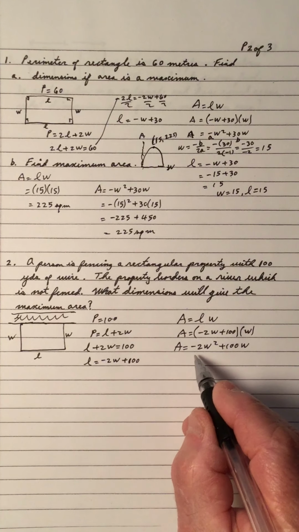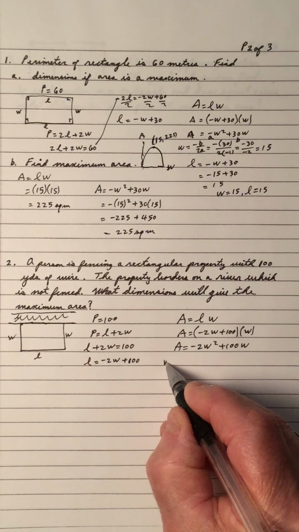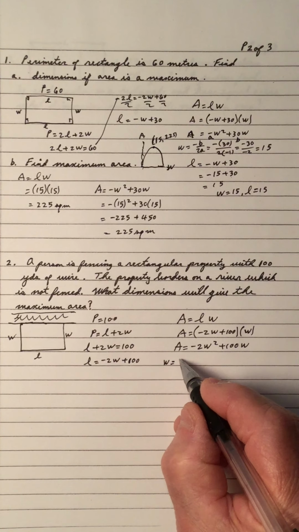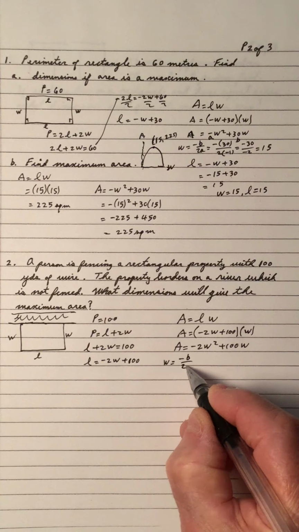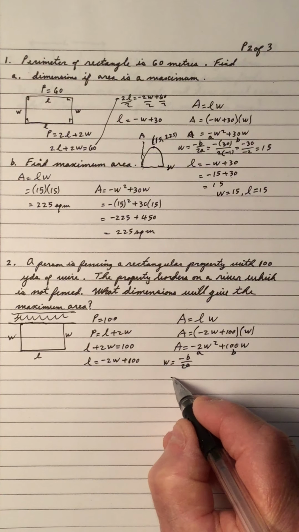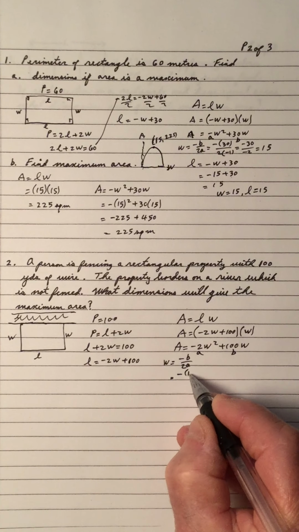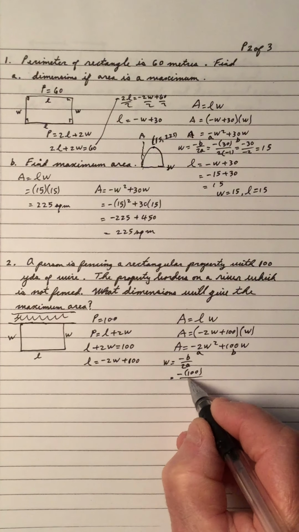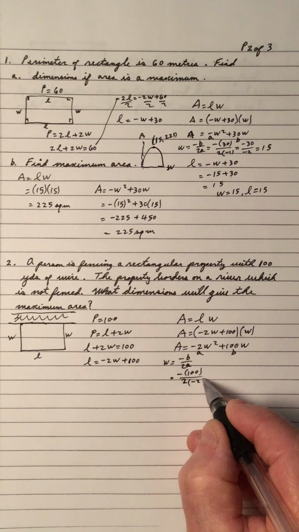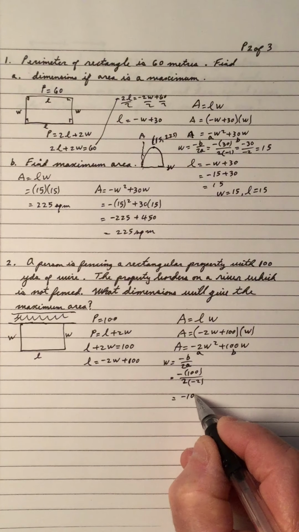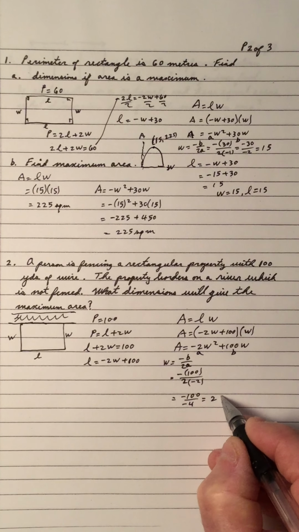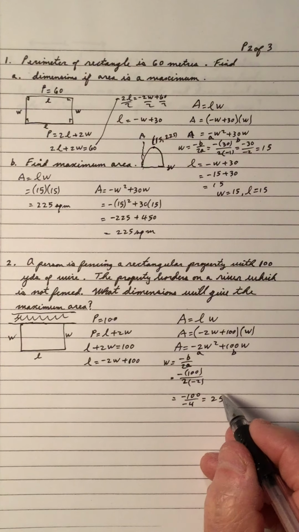So to get the W, because it's a maximum, talking about maximum area, then W equals the negative B over 2A. So A is negative 2, B is 100. So we have the negative of 100 all over 2 times negative 2, so that's negative 100 over negative 4, and that gives 25. So the width is 25.